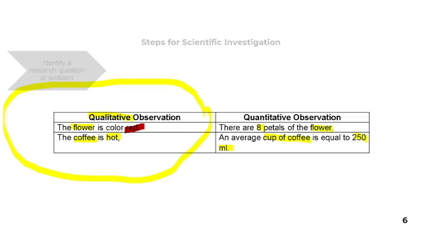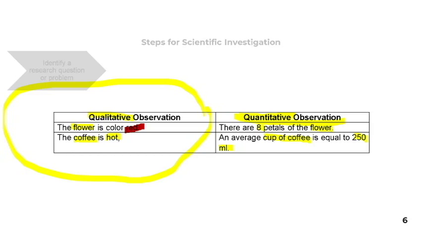Now, let's take a look at this quantitative observation. What do you think is the root word of this word? Quantitative. Quantity, isn't it? When we say quantity, we're referring to numbers. As you observe, there are numbers present in each statement or observation. There are 8 petals of the flower. You counted the 8 petals of the flower. So there's counting included in the quantitative observation.